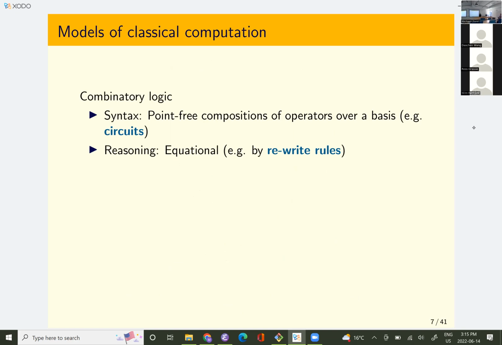So yeah, this was the point that I was going to get to about models of classical computation. And I would say that these types of models of quantum computation are analogous to combinatory logic in classical computation, because combinatory logic is really about point-free compositions of operators over a particular basis. So kind of like circuits or ZX calculus, right? And then reasoning in combinatory logic is equational. Your rewrites, just like circuits.